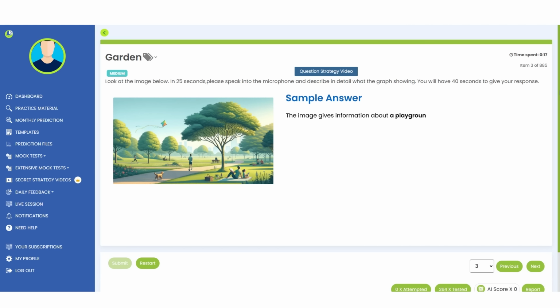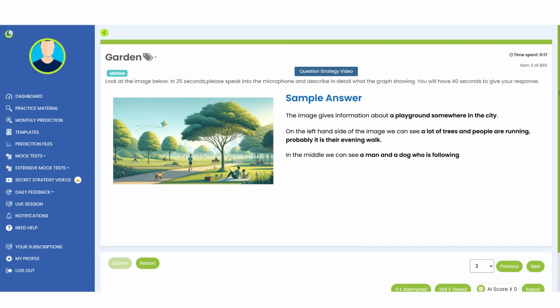The image gives information about a playground somewhere in the city. On the left hand side of the image, we can see a lot of trees and people are running. Probably it is their evening walk. In the middle, we can see a man and a dog who is following the man. On the right hand side, there is a tree under which people are sitting, enjoying their picnic and reading the books.